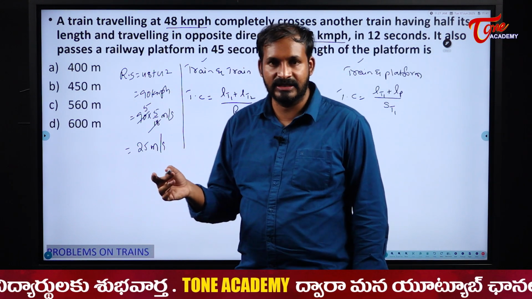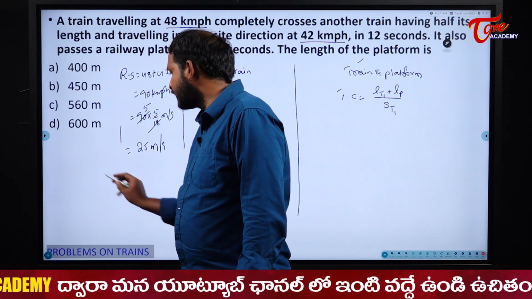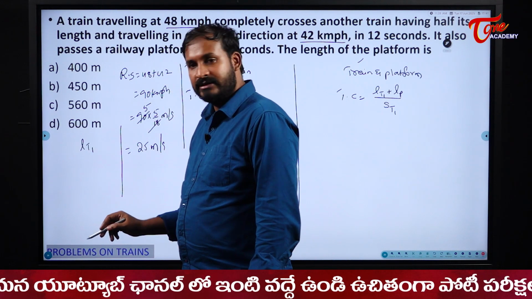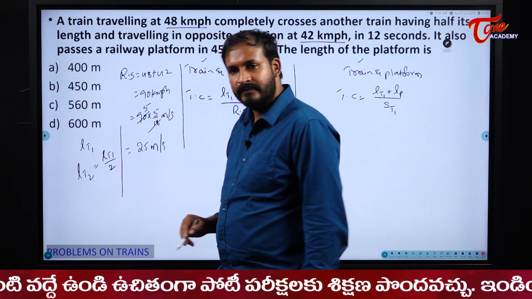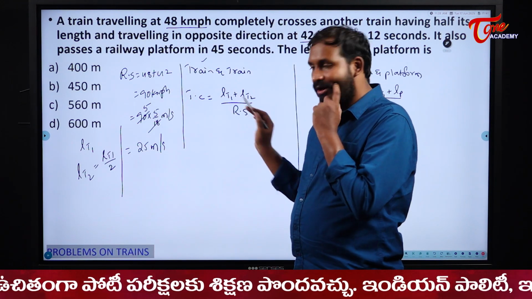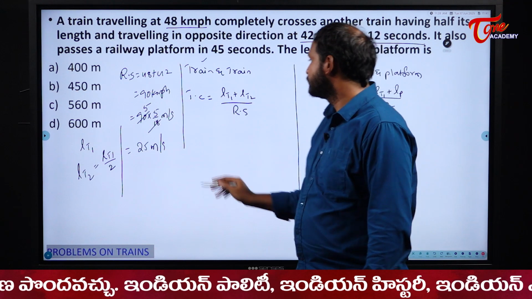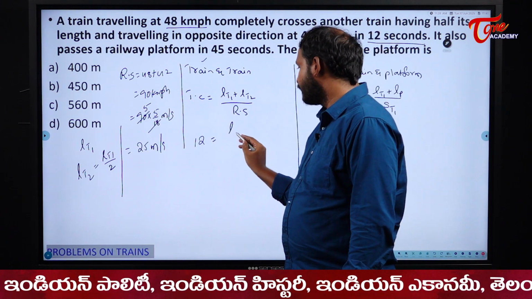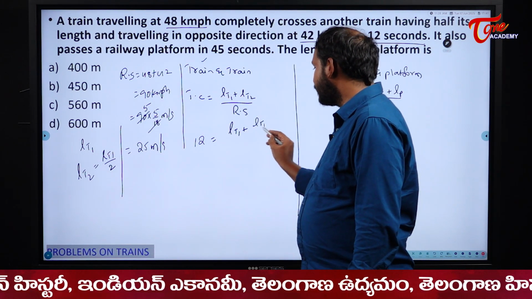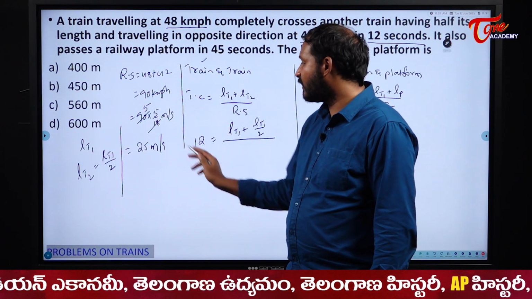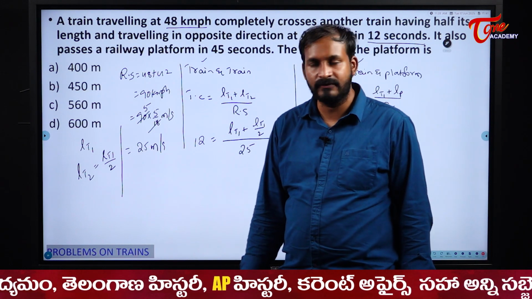The relation between their lengths is that the second train has half of the first train's length. If I take the length of train 1 as L1, then the length of train 2 will become L1 by 2. So I will substitute all these things in this case. Time taken to cross: 12 is equal to length of train 1 plus length of train 2, which is half of the first train, that is L1 by 2, whole by the relative speed, 25. If I send 25 to that side, 12 into 25 is 300.